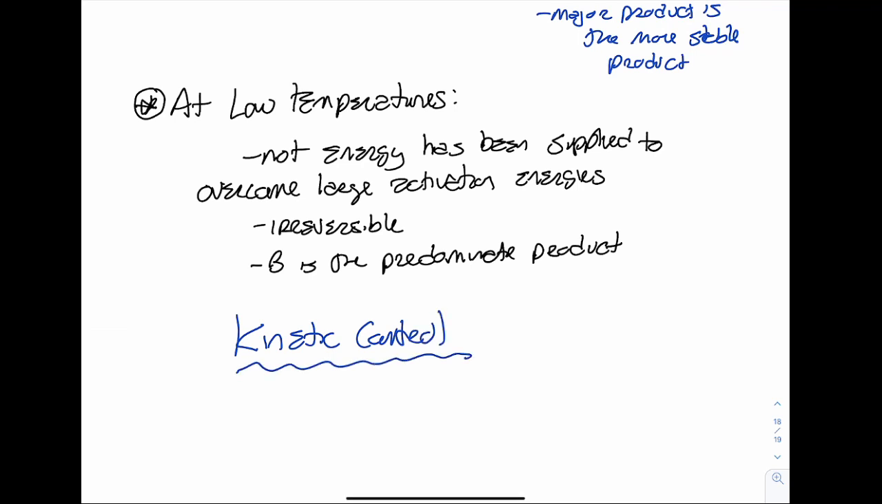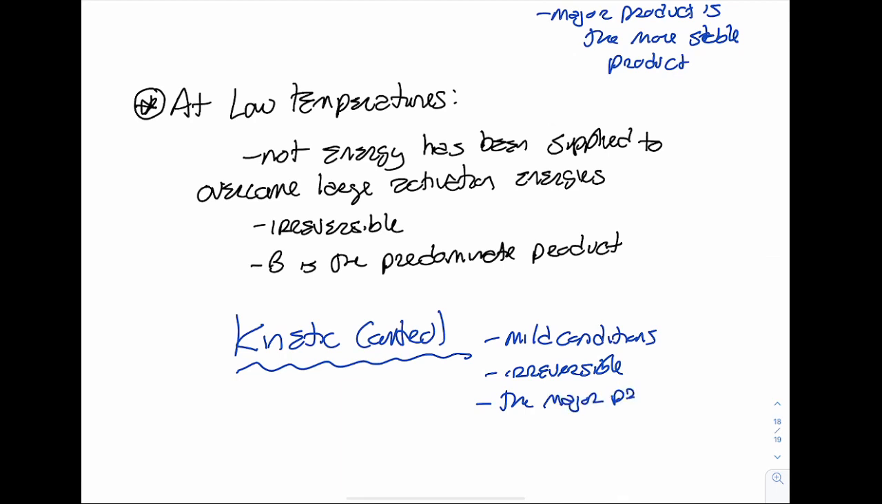Right, so essentially mild conditions, not super high temperatures. It tends to be irreversible. The major product is the one that forms faster. So mild conditions, irreversible, and then the major product is the one that forms faster. It's the faster forming one.